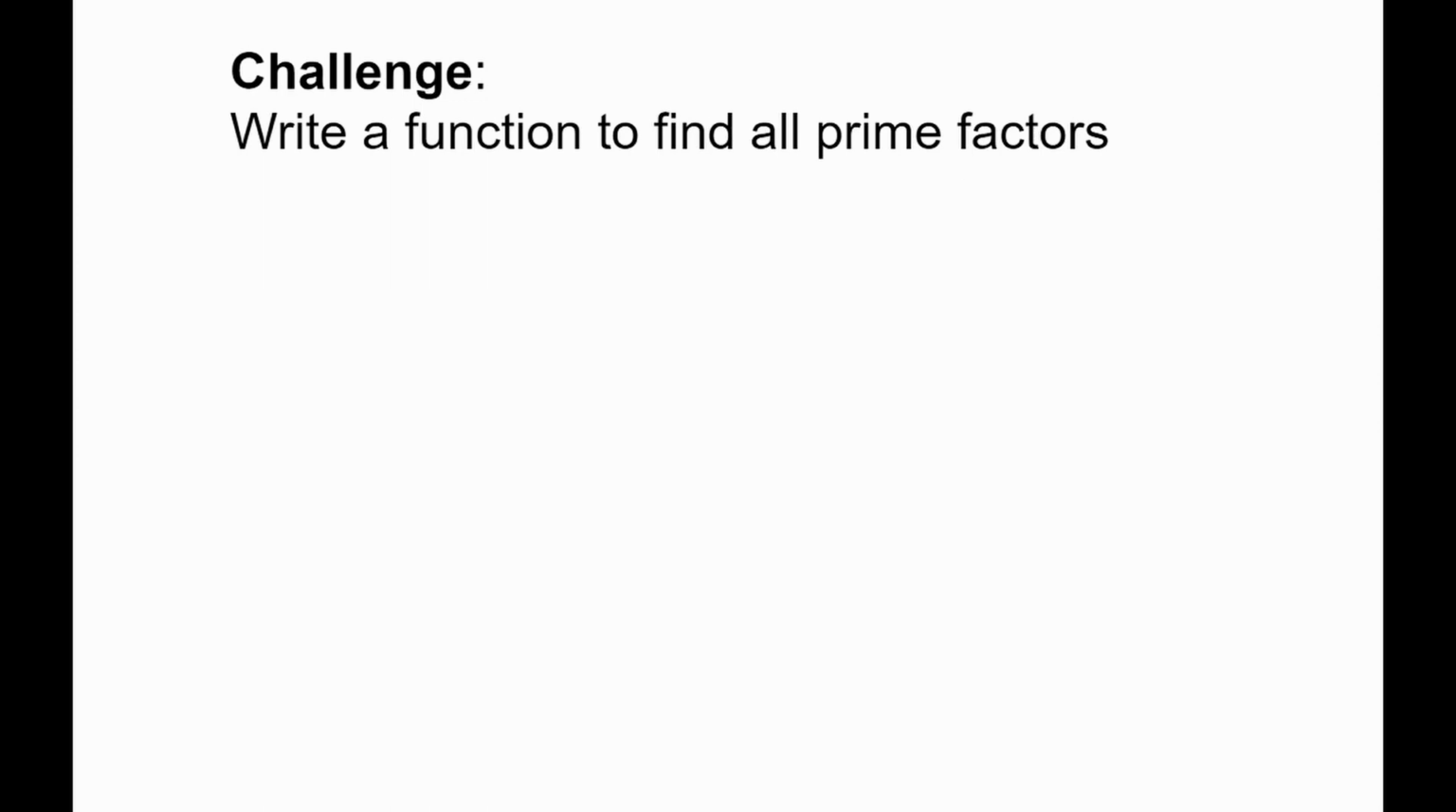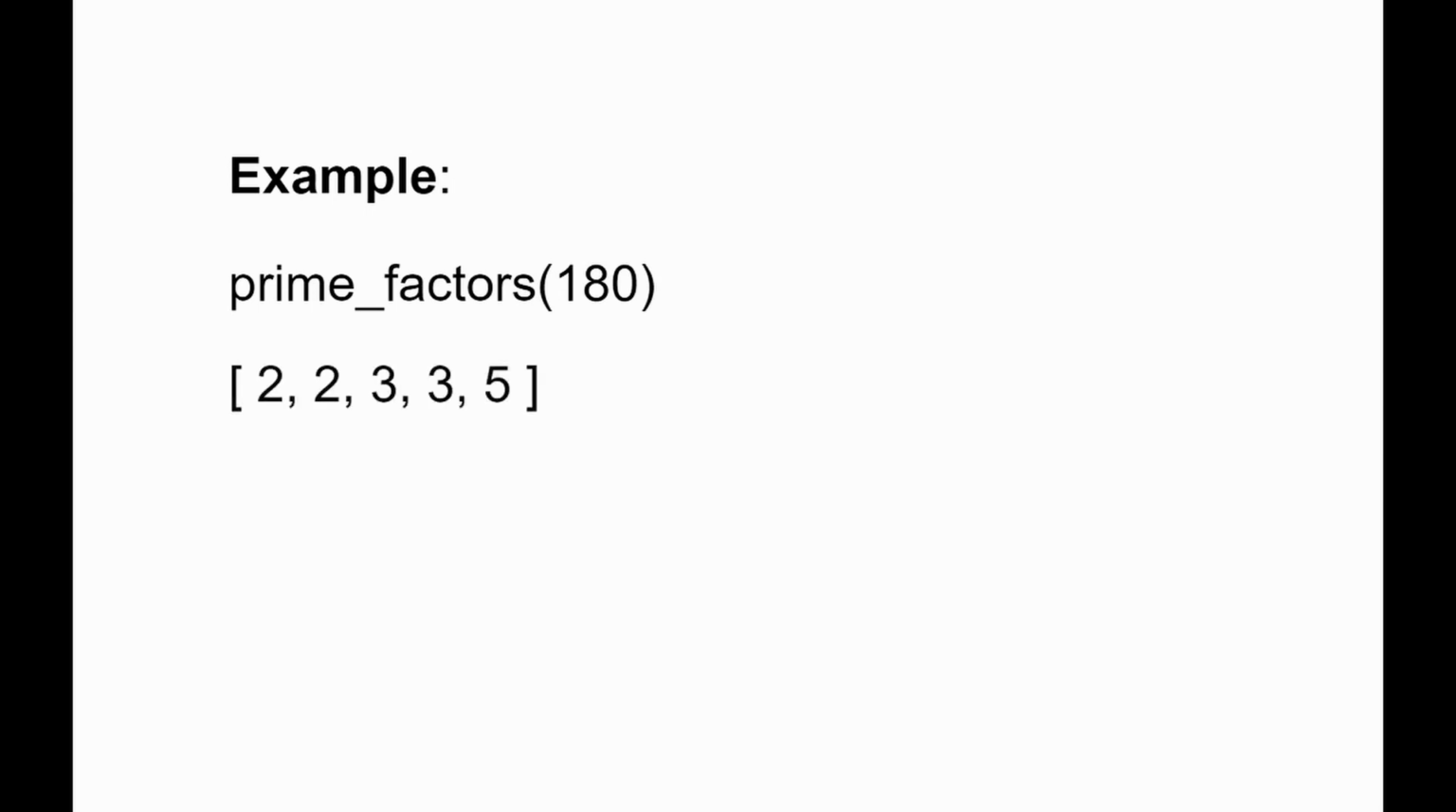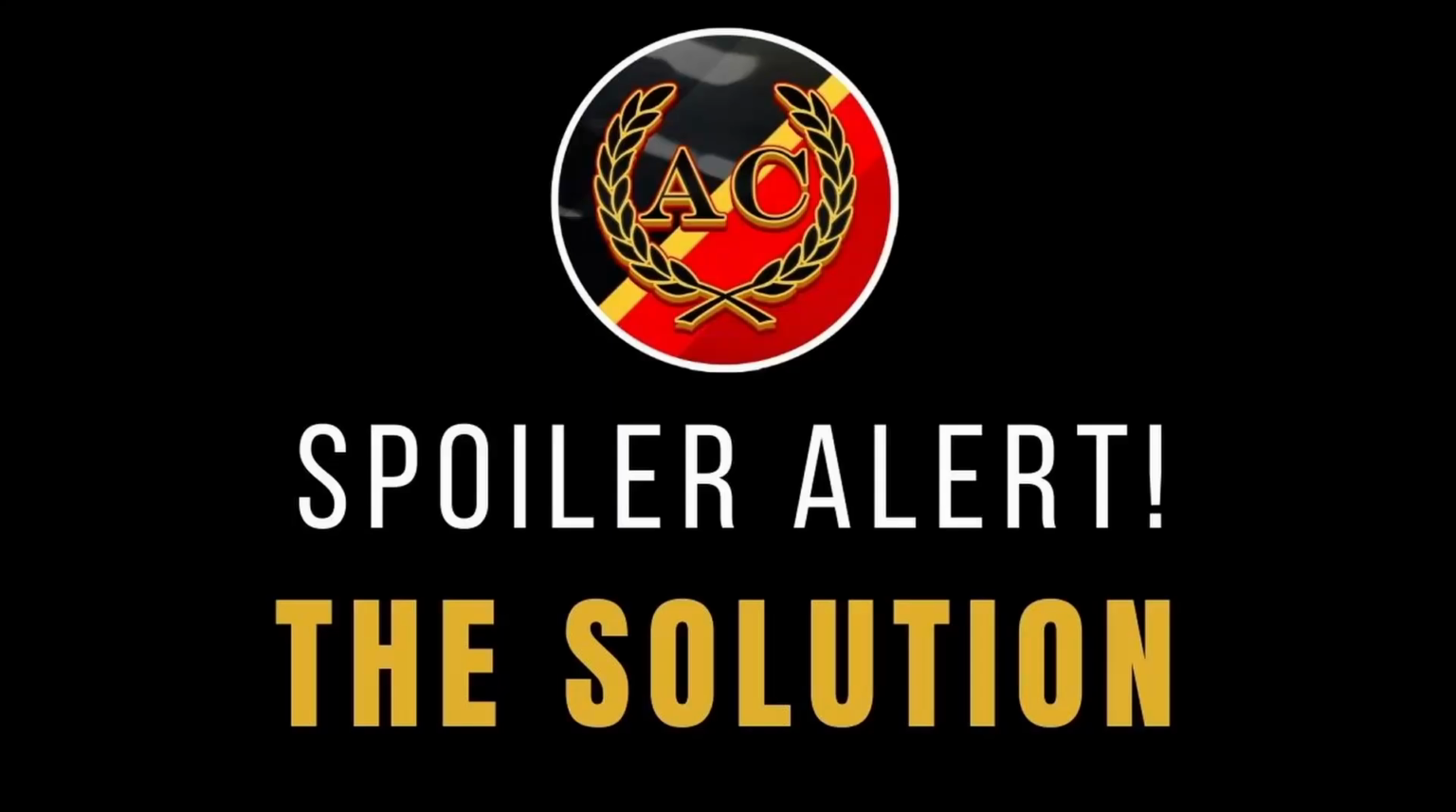Alright, so this is a challenge. We're going to write a function to find all prime factors. As an input, we're going to get an integer value, and as the output, we're going to output the list of prime factors. Let's take a look at the example. We have the function called prime factors, and we pass 180 into the function, and we get a list of these prime factors: 2, 2, 3, 3, 5. Pause the video here, try to solve it yourself, and I'll see you soon with the solution.